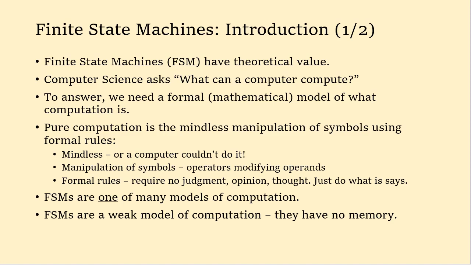And to answer that, we need some kind of a formal model of what computation is and how computation is performed. And so we ask ourselves, okay, what is computation? Well, if you get back to the very basics again, just like we did with language, computation is nothing more than the mindless manipulation of symbols using some formal rules. Now, what do I mean by formal? There's no judgment, there's no opinion, there's no ambiguity. You literally have one possibility. Once you choose to do an operation, you literally have one possibility as to how that operation will be performed.